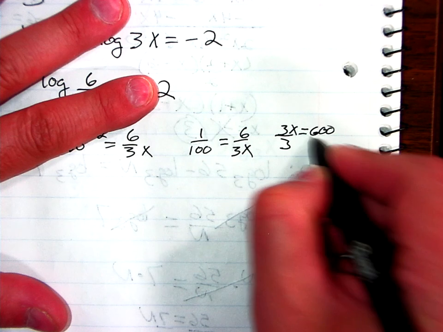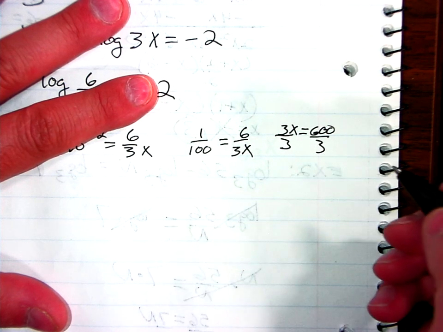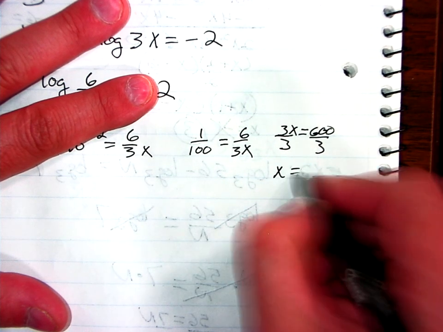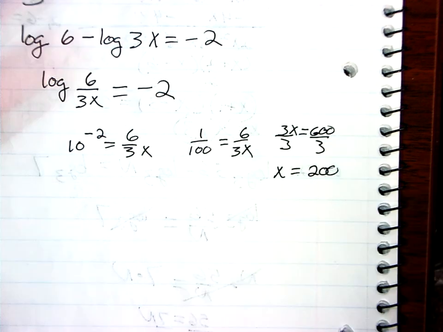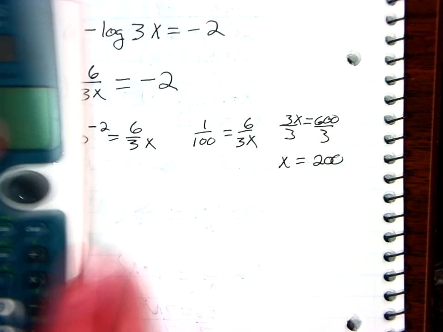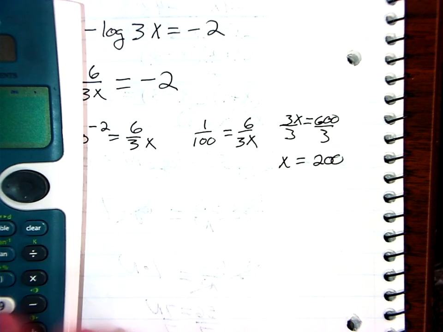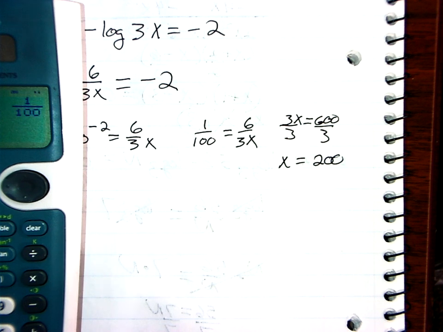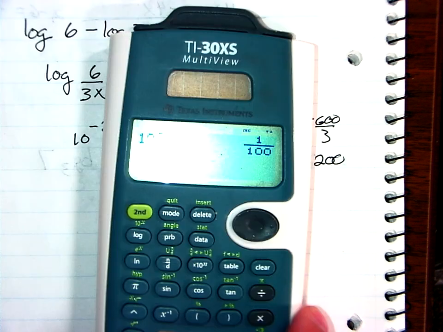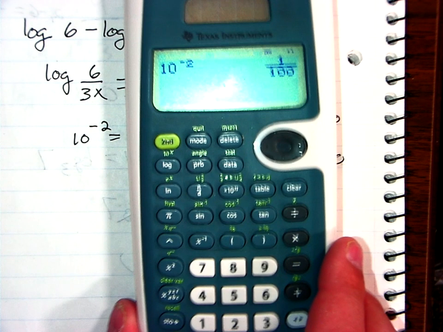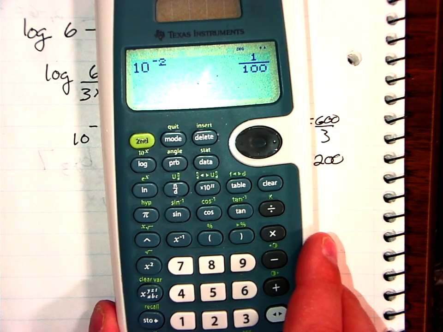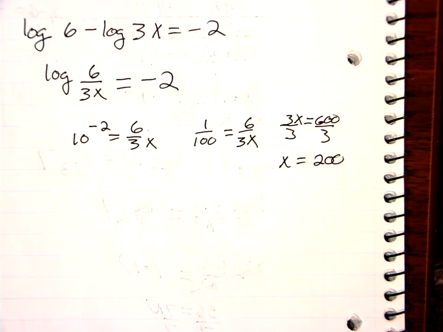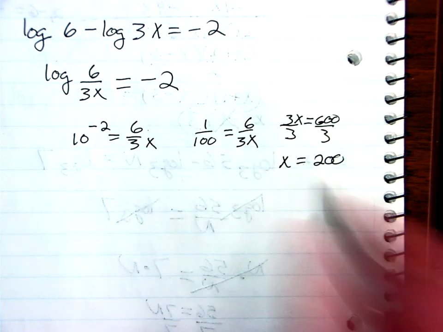Divide by 3, divide by 3. Where's Gabby? X equals, I'm sorry? So if we did in our calculators, 10 raised to the negative 2, you get 1 over 100. It says so right there. All right, we're done with example 4.